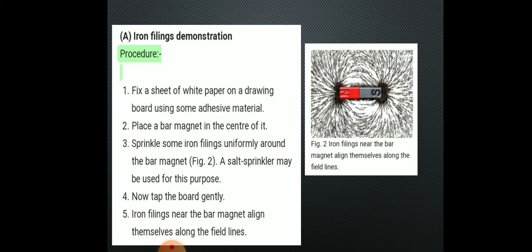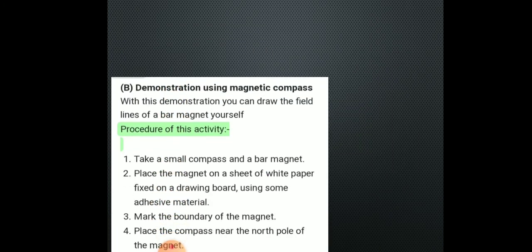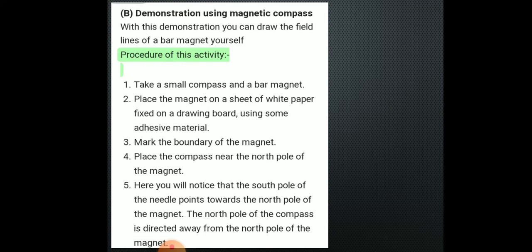The other way is by demonstrating using a magnetic compass. By moving the magnetic compass around the bar magnet, we can determine the magnetic lines of force. With this demonstration, you can draw the field lines of a bar magnet. So let us see how the magnetic field lines can be found by using a magnetic compass.